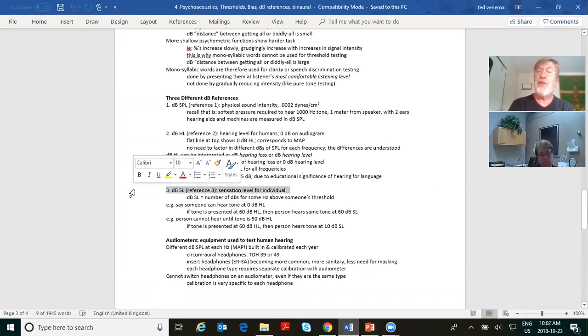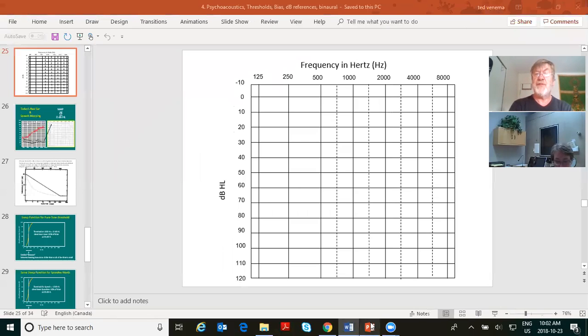SL. There's a third reference. And this one is for you in particular. Let's go back to the audiogram and define it. Let's say you can hear 1,000 hertz down to 0. If I present 1,000 hertz to you at 50, you hear that at a sensation level of 50 because it's 50 decibels above your hearing threshold.